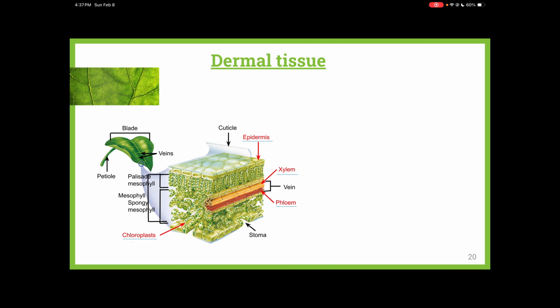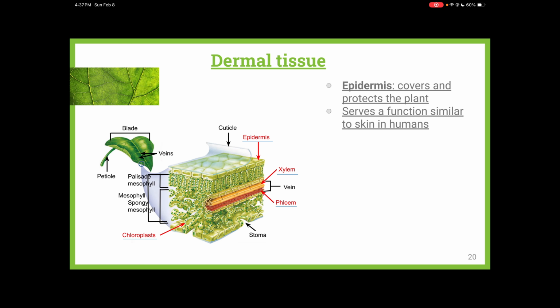And so first we have dermal tissue. Just like you have a dermis and an epidermis, the plant has dermal tissue, so it has an epidermis. And its job is to cover and protect the plant. The prefix epi means above, over, and upon. And so it's the outside layer of the plant. And so for the leaf, it's the top and the bottom layers of cells. So it serves a function similar to our skin. It's protective, and it's helping to prevent water loss.